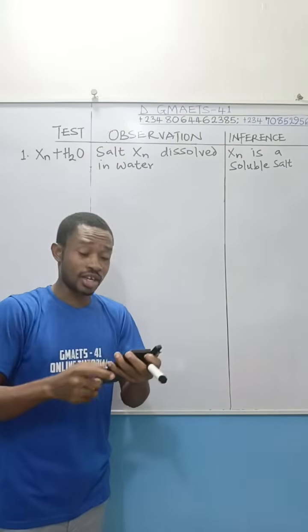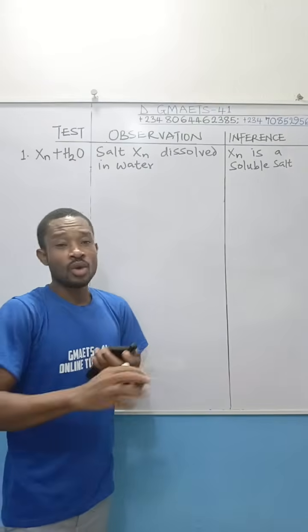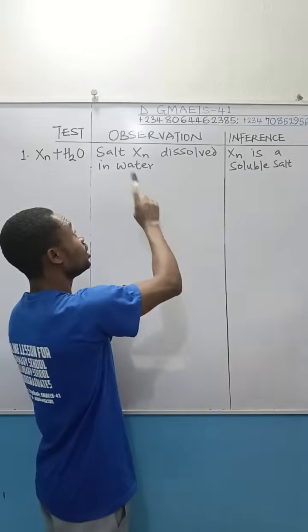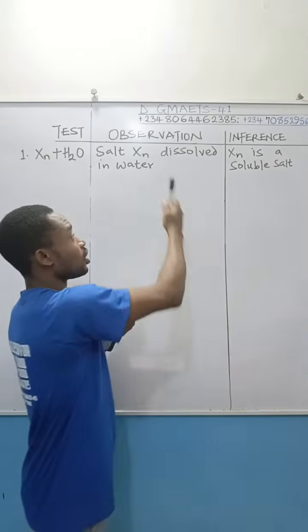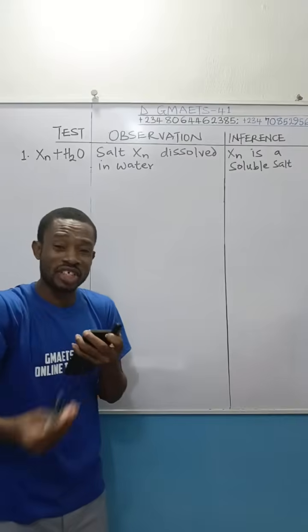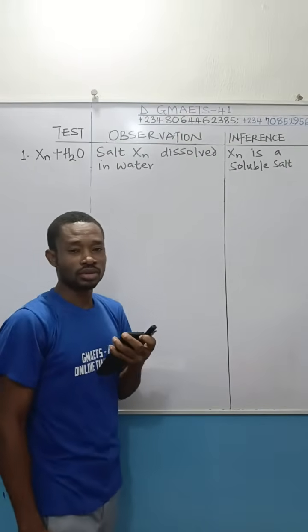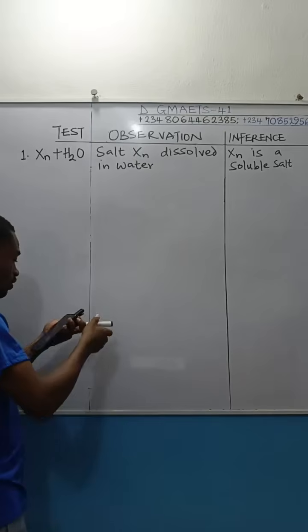Don't forget what I said. If you were told to filter, the observation here would be that salt XN is partially soluble in water. Since we did not specify that it is partially soluble, we just say dissolved. It means completely soluble. All right? Okay, we are moving on.